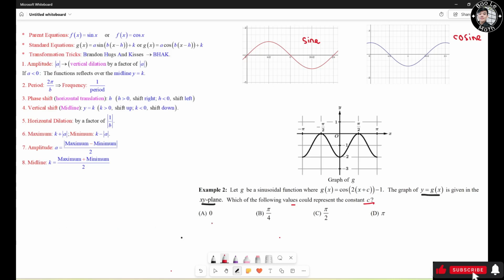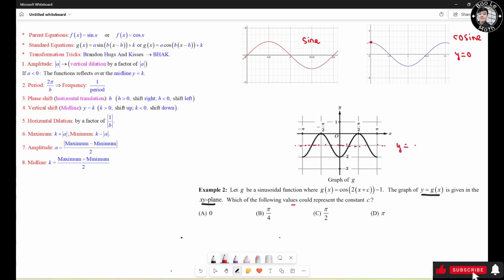Alright, so the answer choice right here just gives you 4 values. You need to pick the best one, right? Now you know that the cosine function always starts at the maximum value on the y-axis, right? So it starts right here. Alright, now the midline should be y equal to 0, right? The x-axis. Now in this situation, the midline should be right here.